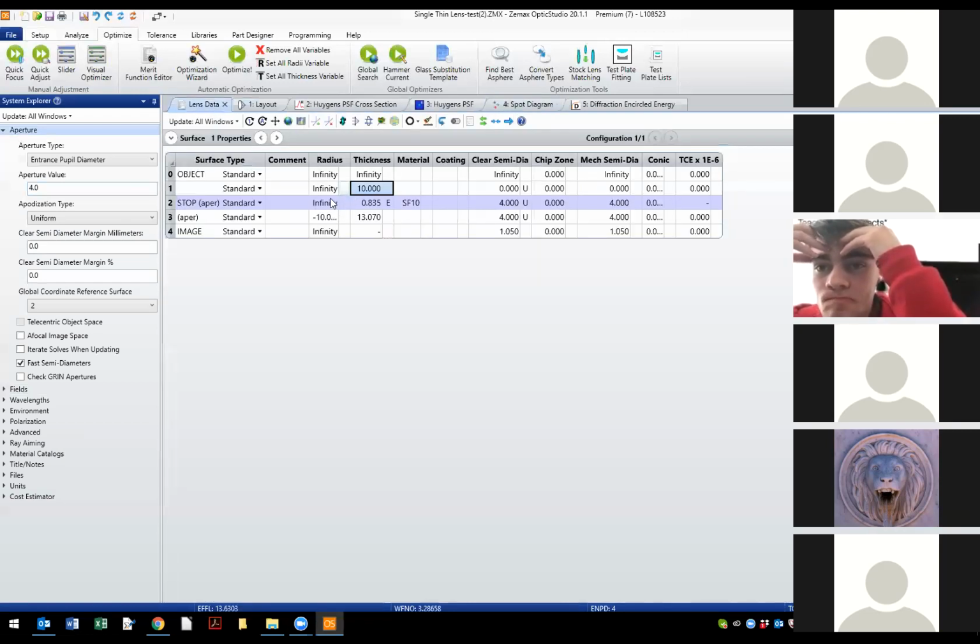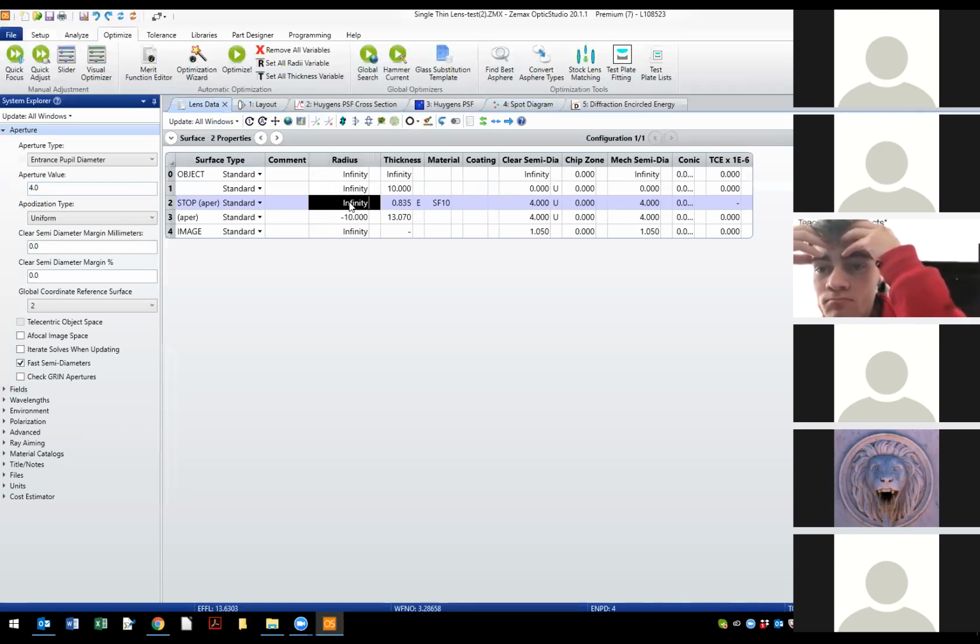Now let's go into the lens data. And this is 10.0 or minus 10.0. So let's switch that to be 10.0. Now let's switch that to be infinity.